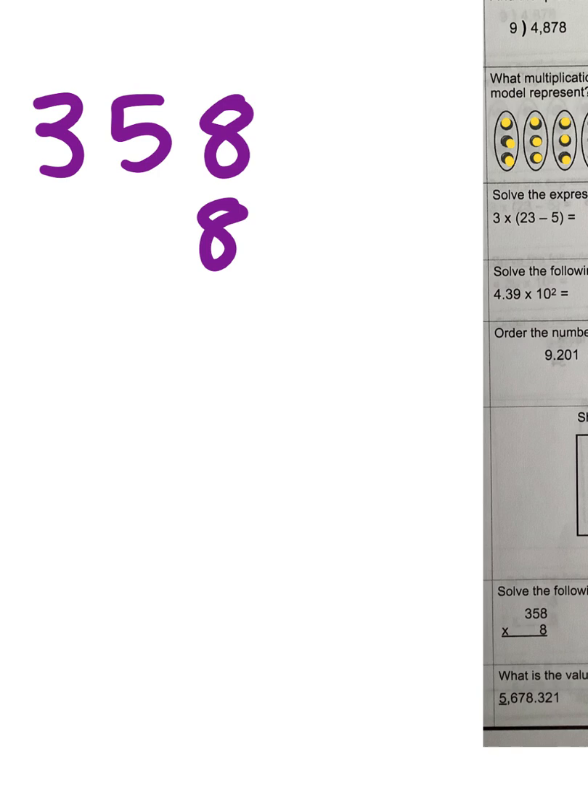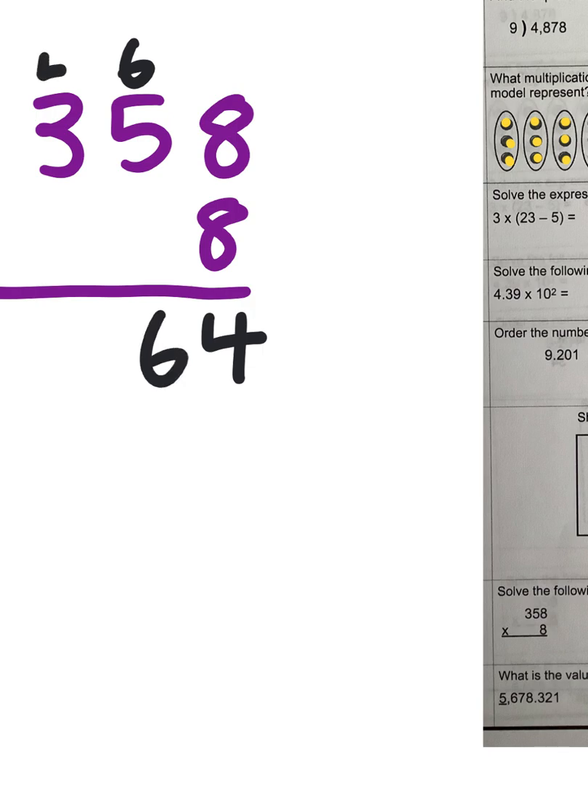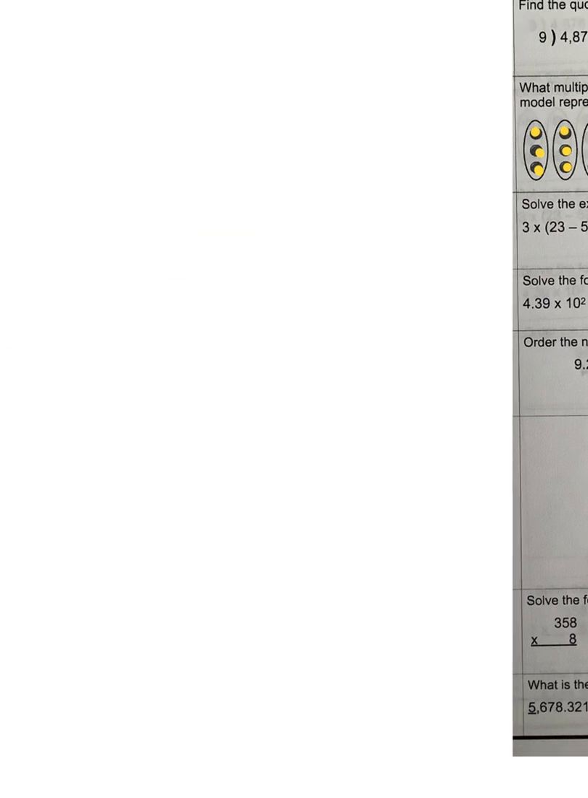My intervention students, we've been talking about it, and we're just multiplying digits here. I'm going to need your help. 8 times 8 is 64. 8 times 5 plus 6 more, 46. 8 times 3, 24 plus 4 more, 28. Your final answer here is 2,864. My last question is, what is the value of the underlined digit?